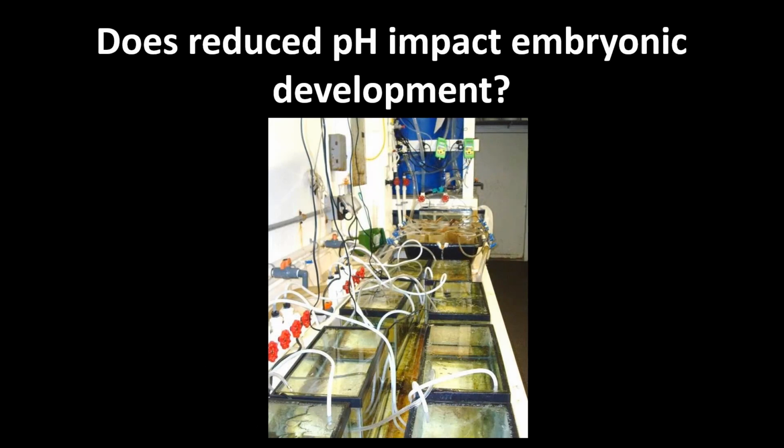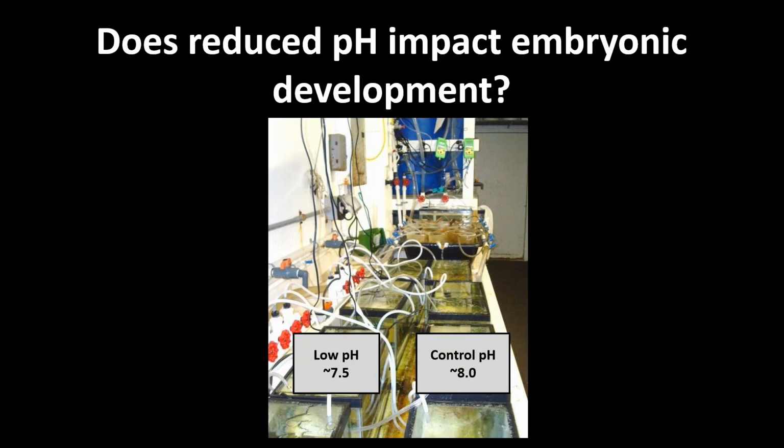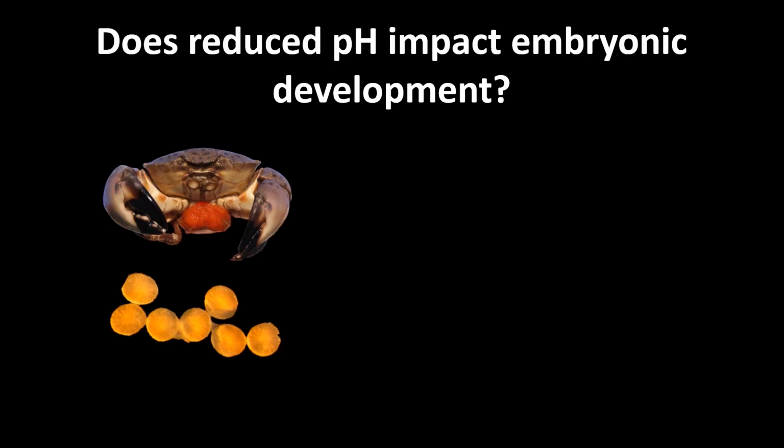So to test this, we looked at the effects of reduced pH on their embryonic development. So here's an experimental system where we're acidifying seawater in the lab. We had a low pH treatment and a control pH treatment that was around 8.0. We looked at embryonic development over time, and we sampled eggs every day during their embryonic development.